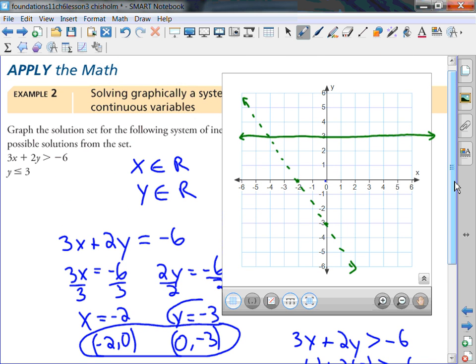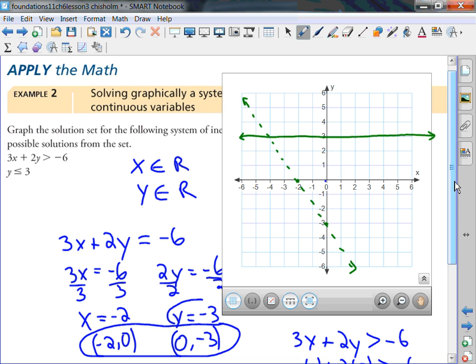Again, I'm not going to shade it just now because I can't make it lighter or darker. But just keep in mind the dashed green line we're going to shade below. Now for the other one, pretty easy to determine the shading. It just says y is less than or equal to 3. It tells us where to shade. We have to shade everything that's less than or equal to 3. So for that horizontal line, we just have to shade everywhere below that line.